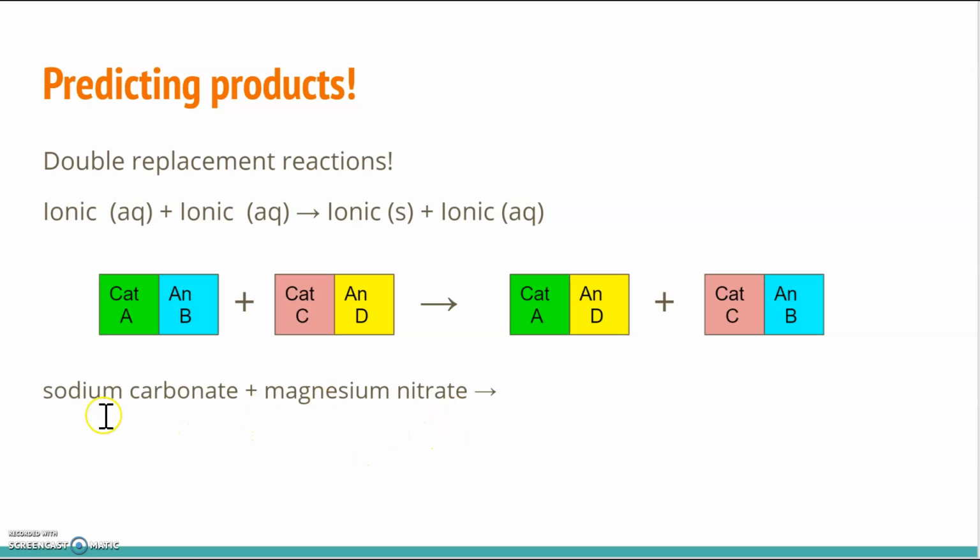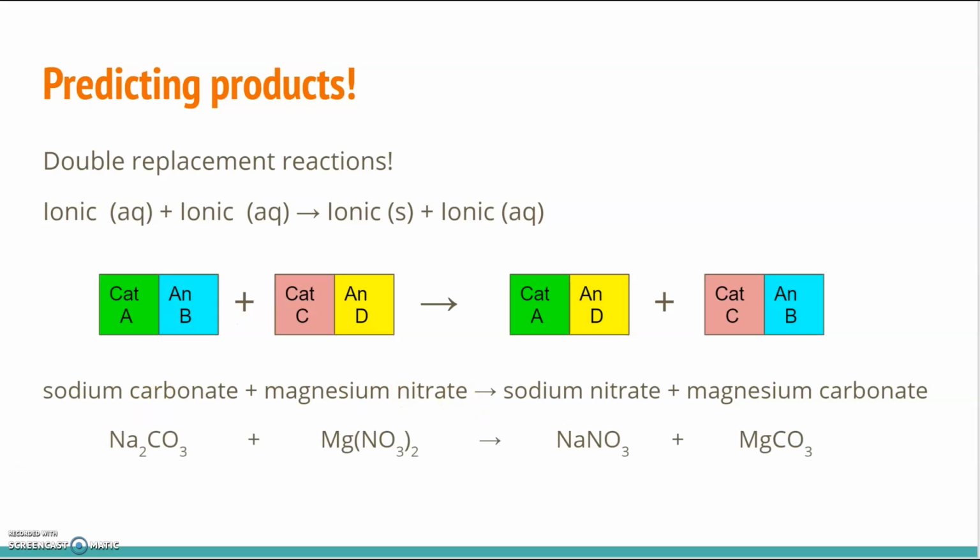So now they're going to swap partners. The sodium now is going to go with the other anion. So it's going to go to the nitrate, and the magnesium is going to the carbonate. And remember, you always say the cation first. So we get this. Sodium carbonate reacting with magnesium nitrate. They swap partners, and it becomes sodium nitrate and magnesium carbonate.